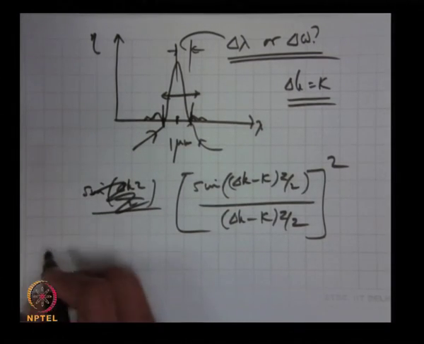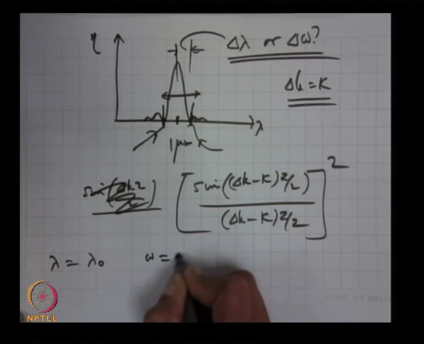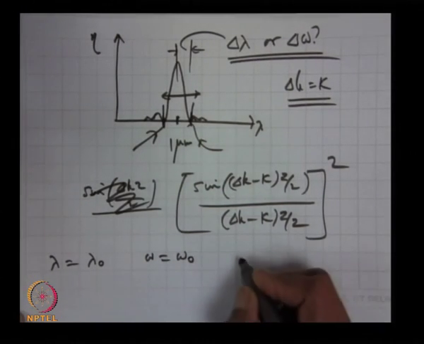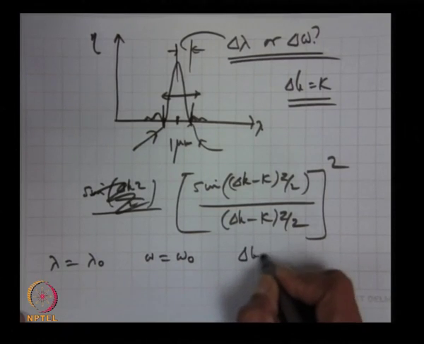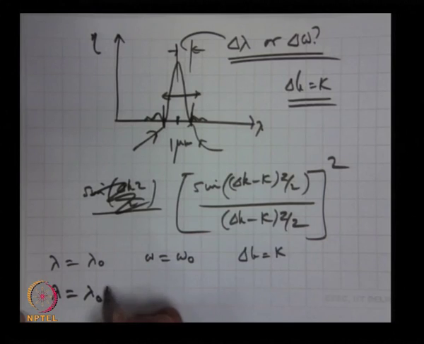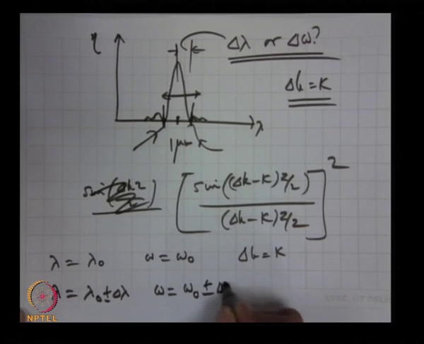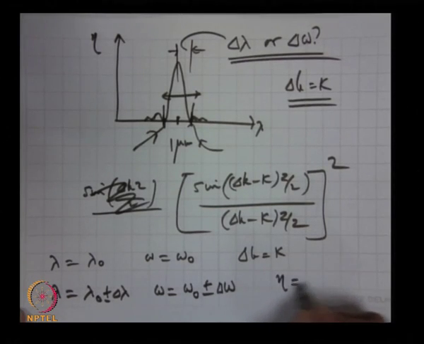So I have at lambda equal to lambda 0 or omega equal to omega 0, some particular frequency, eta is equal to delta K is equal to K. So at lambda equal to some wavelength plus or minus delta lambda, or omega equal to omega naught plus or minus delta omega, eta becomes 0.